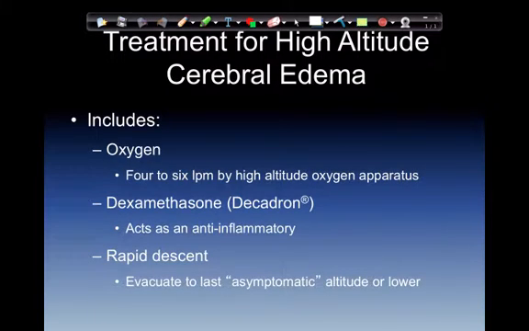Treatment for high-altitude cerebral edema: oxygen, 4 to 6 liters by high-altitude oxygen apparatus. Dexamethasone acts as an anti-inflammatory, decreasing swelling. Evacuate to the last asymptomatic altitude, where they had no symptoms, and lower.